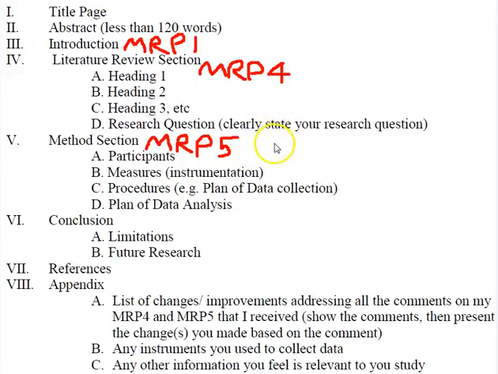Then your method section is MRP5. You're just going to take MRP5 and put it in this spot. And then with the conclusion section, you're going to provide a general conclusion for your paper and also address limitations. The limitations are about the research design that you've chosen. So for example, if I have a case study research design that is qualitative in nature, there are some particular limitations with case study research. One of the limitations of qualitative research in any form is that we cannot make generalizations because of the relatively small sample sizes that we utilize.